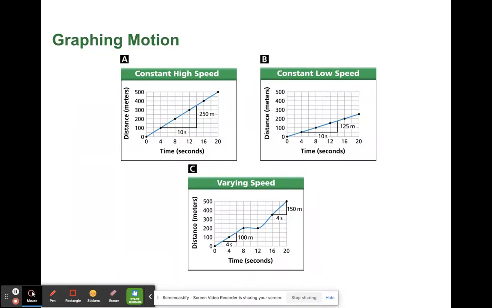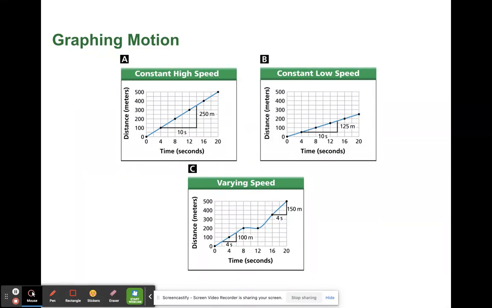So if I plot a graph, and we're going to do some things on the carts when we do the lab where you can see this in real time. You guys are going to speed up the carts, slow down the carts, and you'll see how this changes. But the steeper the slope, the faster the speed.